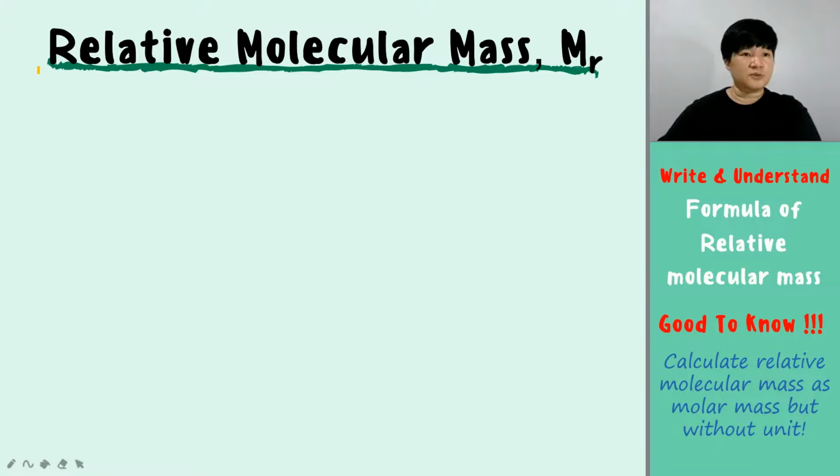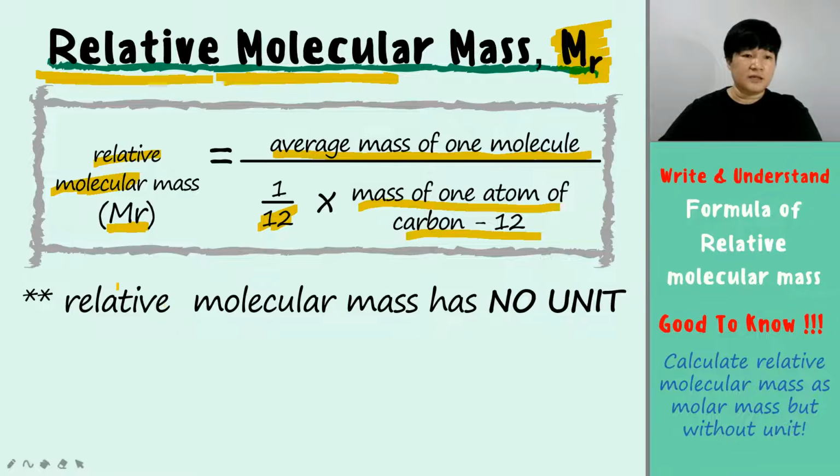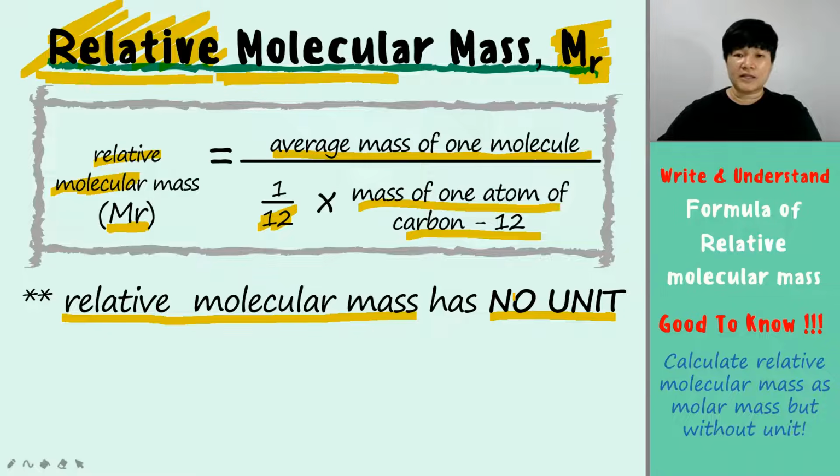Let's move on to the last part of this video, which is relative molecular mass, which is Mr. The formula is rather similar, but we are changing the word to molecule. So the relative molecular mass, Mr, equals the average mass of one molecule over 1/12 times the mass of one atom of carbon-12. Similarly, the relative molecular mass also has no unit. Guys, whenever you have the word relative, your final answer should always come with no unit.